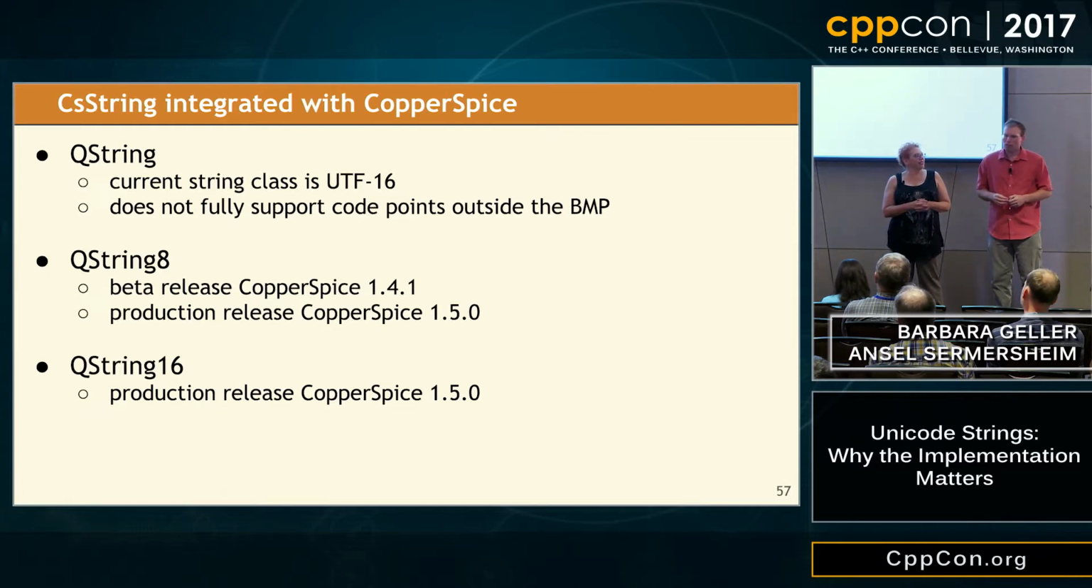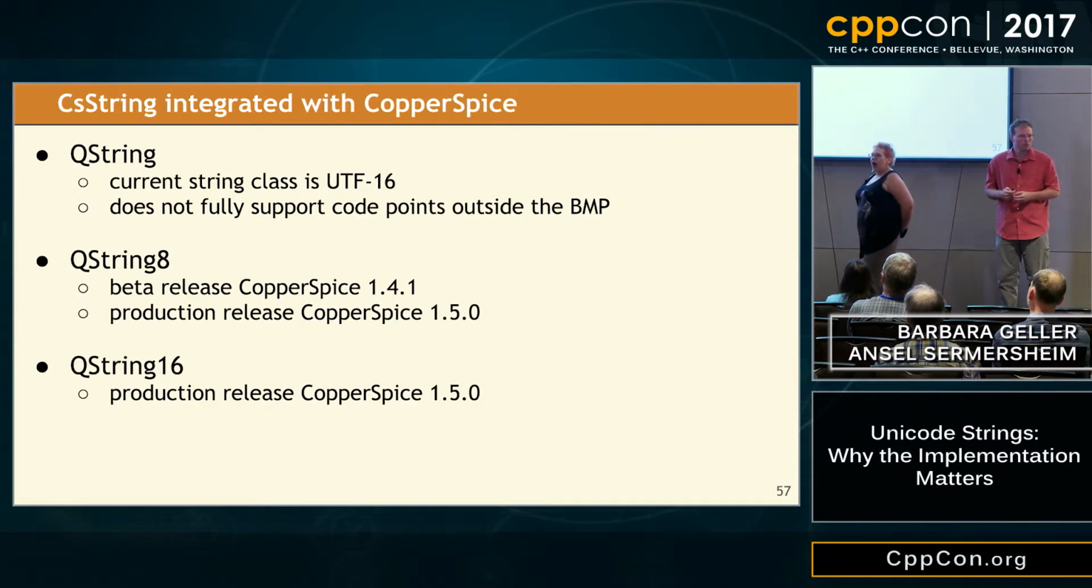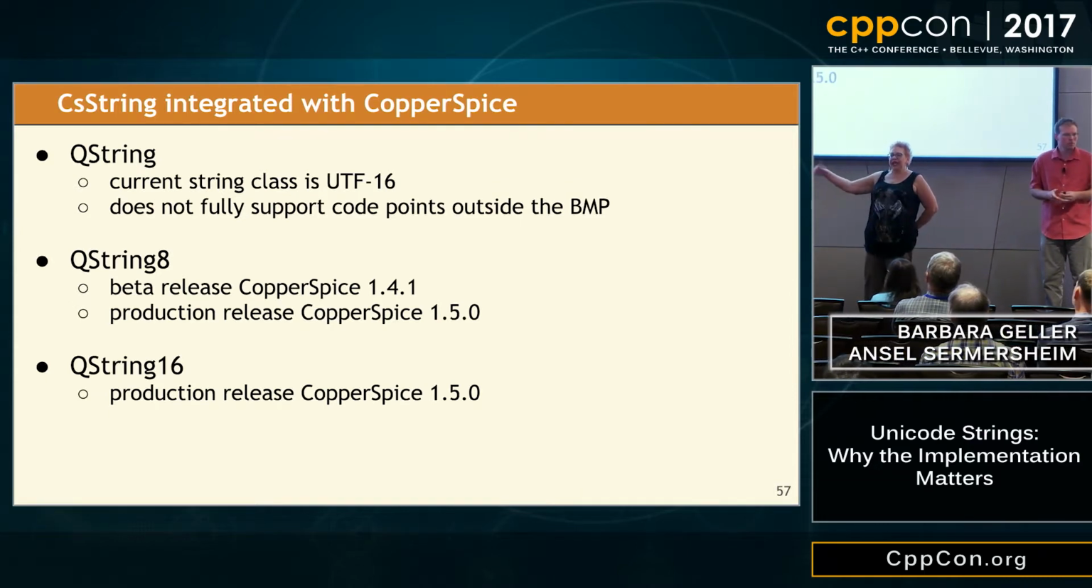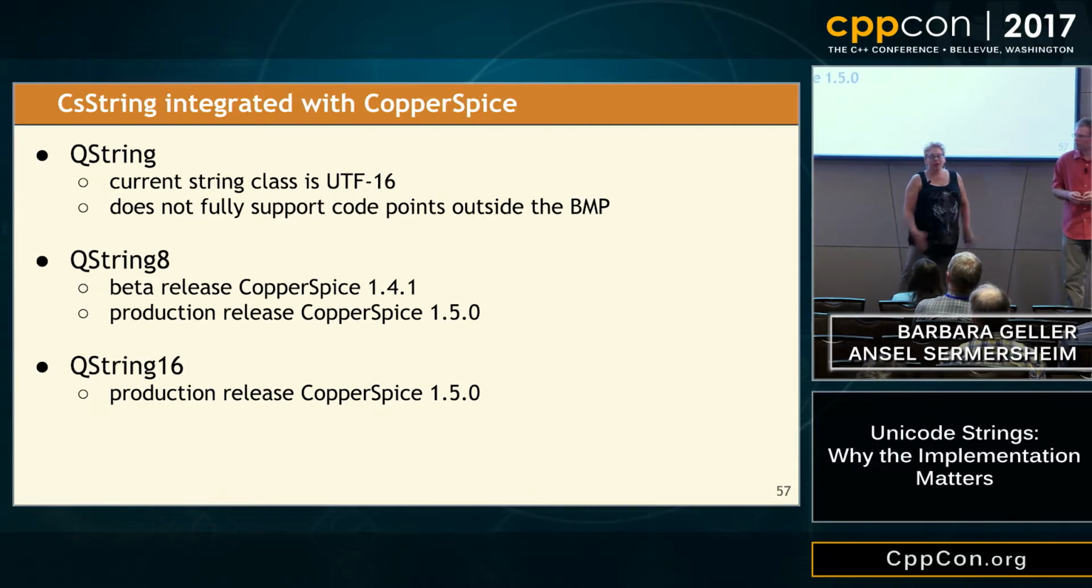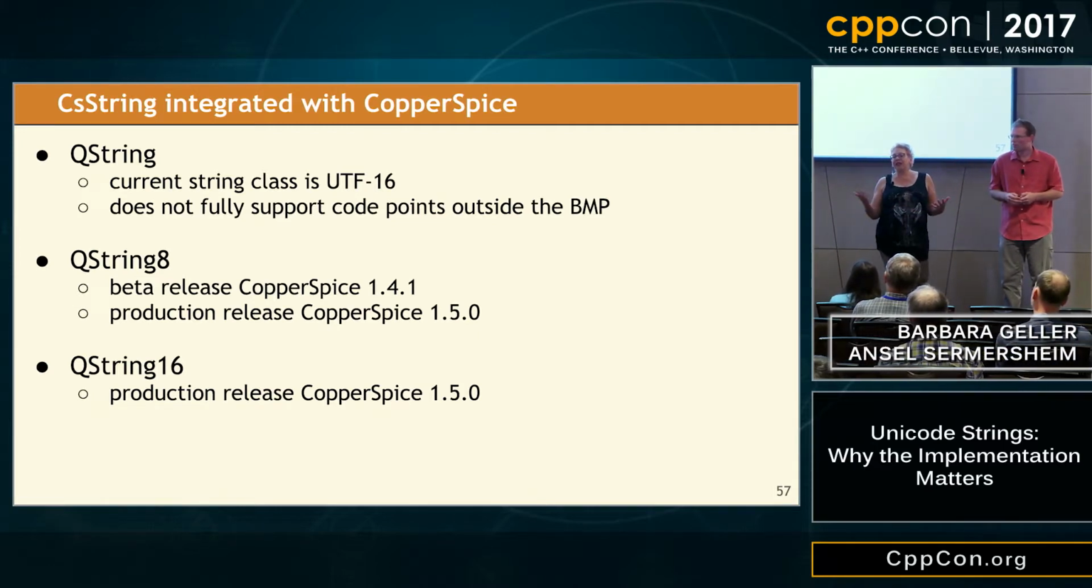So we're in the process currently of taking the CS string library and integrating it back into CopperSpice. And we're going to gain several benefits by doing this. First and foremost, it will gain support for UTF-8 strings, which are much more efficient and better designed. We have about 75% of the QString methods working in QString 8. It was very interesting implementing things like being able to normalize upper and lower case.